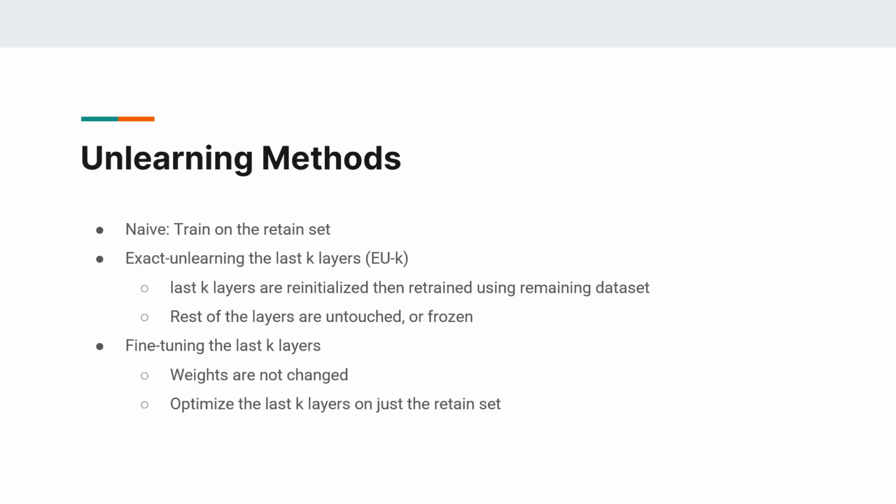For this, we had 3 unlearning methods. The first one is basically retraining just on the retained set so that it has never seen the data that we need to forget. This is impractical in the real world because it requires retraining the entire model. The other is EUK, exact unlearning the last K layers, where we basically reinitialize the last K layers and then retrain that on the retained set. We also have fine-tuning on the last K layers, where we just take the trained model and then we just further train on the retained set without reinitializing the weights.